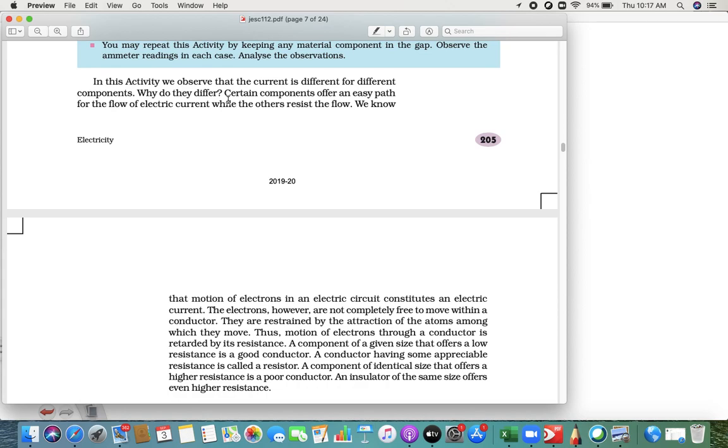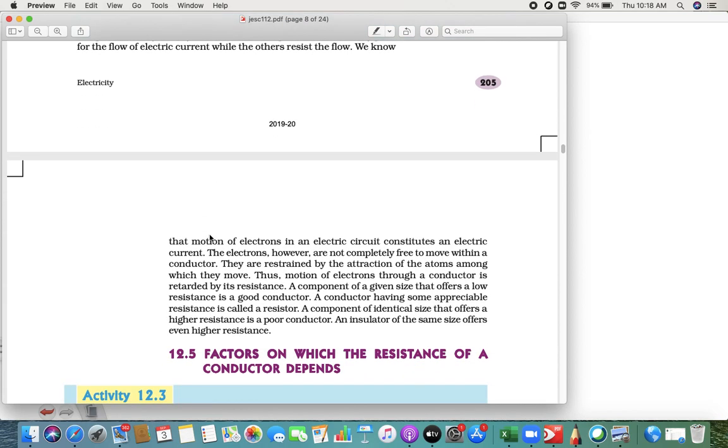In some, as I said, the flow is easy, right? The motion of electrons in an electric circuit constitutes electric current. But the electrons are not completely free to move within a conductor. They are restrained by the attraction of the atoms among which they move. Thus, the motion of electrons through the conductor is retarded by a resistance.